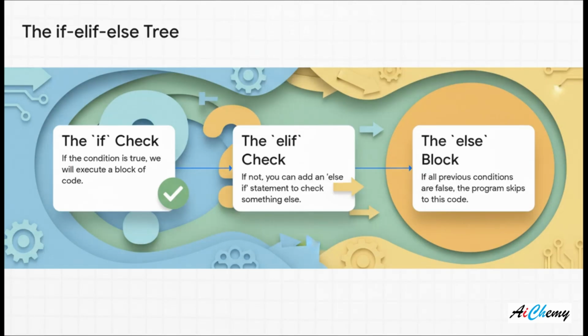But, you know, life isn't always a simple yes or no. What if you have multiple possibilities? That's where elif, which is just short for else if, and else come in. The computer checks the if first. If it's true, awesome. It runs that code and the whole block is done. If not, it moves on to check the elif. And if nothing above was true, the else block is our safety net, our catch-all.